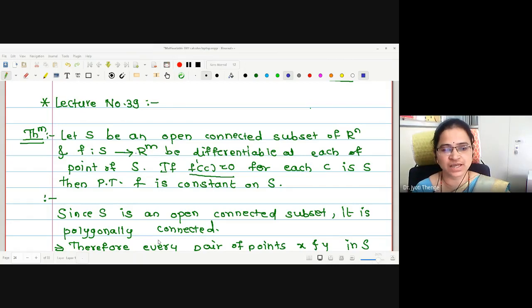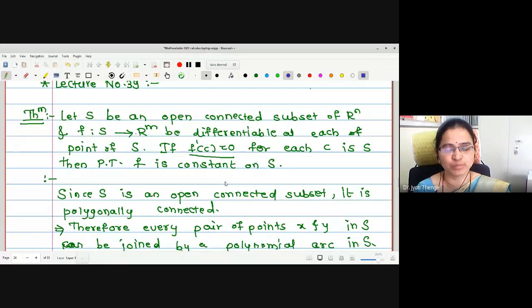Before that, we will just have a look at the concepts we have taken in the last lecture. In the last lecture, we studied the important theorem proving that if the differential value of the given function at every point of the domain is 0, then the function is constant. Though the function is multivariable, multi-valued, if the total derivative is 0 for each c in S, then the function is constant on S.